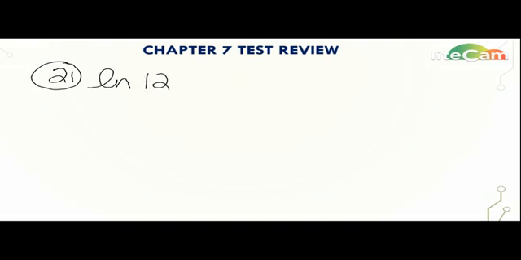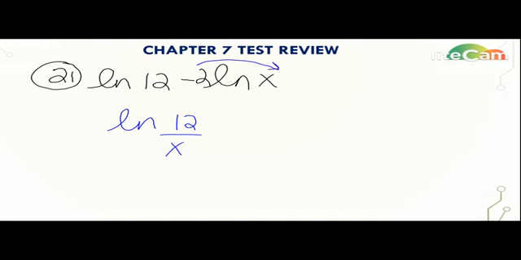Number 21 is natural log of 12 minus 2 times the natural log of x. And we're going to make that subtraction into a division. And the 2 becomes an exponent, so we're going to put that in the exponent for the x, and there's my answer.